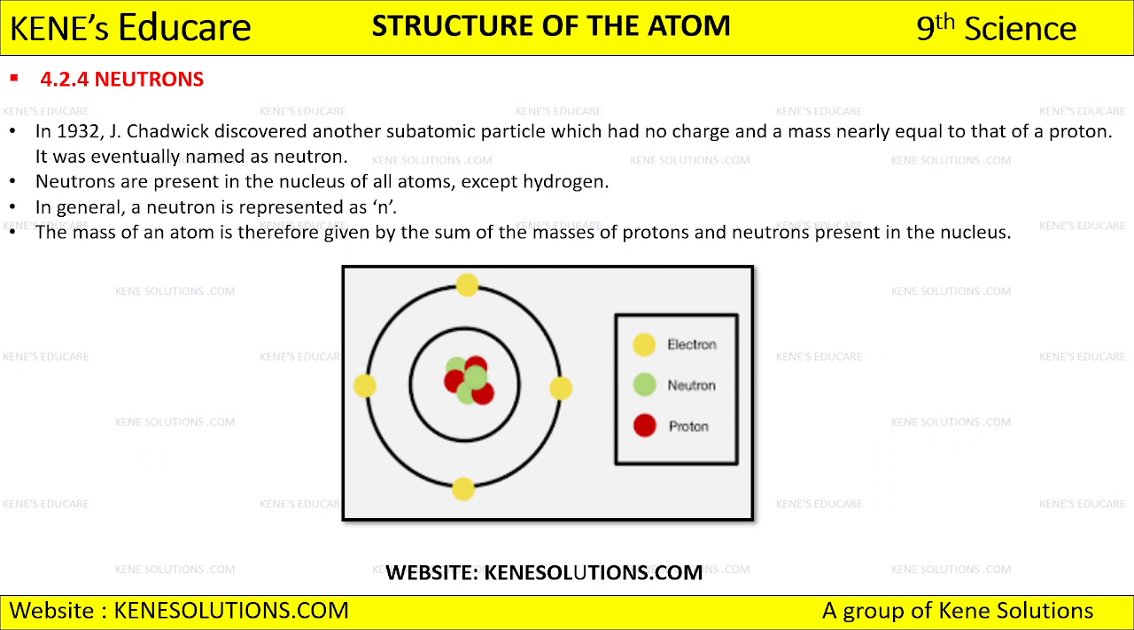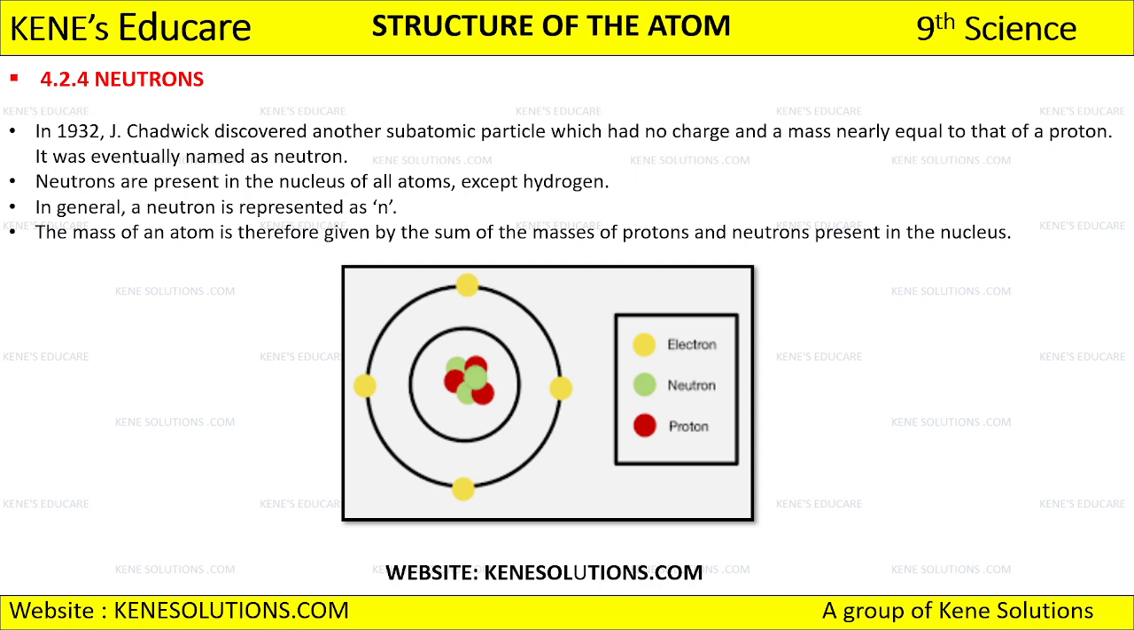So where is this neutron present? We know that in the nucleus of an atom, protons and neutrons are present together and electrons keep revolving around the nucleus, right? Neutrons are present in the nucleus of all atoms except hydrogen. So leaving hydrogen, neutrons are present in all atoms, and the exact place where they are present is the nucleus.